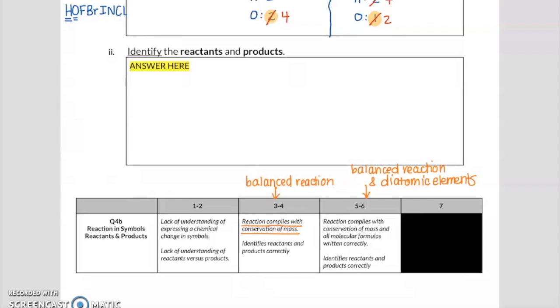Now, if you presented us with a reaction that wasn't in compliance with conservation of mass, meaning that it looks like mass was magically created or magically destroyed, that would constitute a 1-2, that you lack an understanding, or there's not evidence of your understanding of expressing a chemical change in symbols while also complying with conservation of mass.